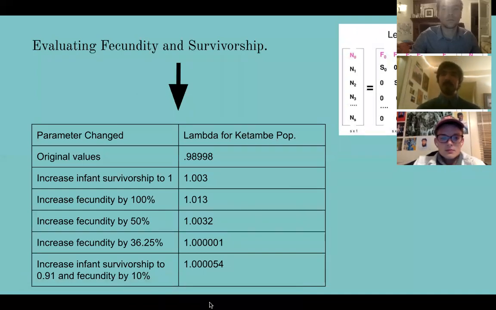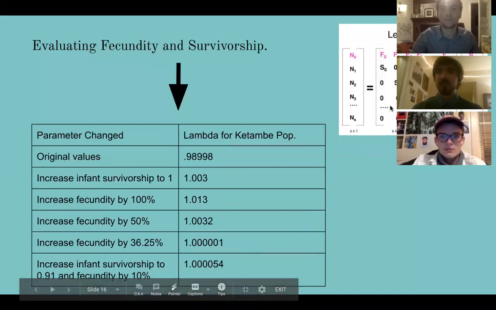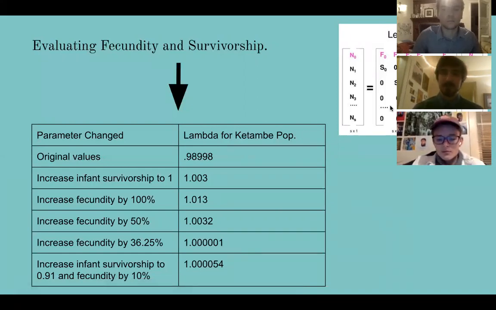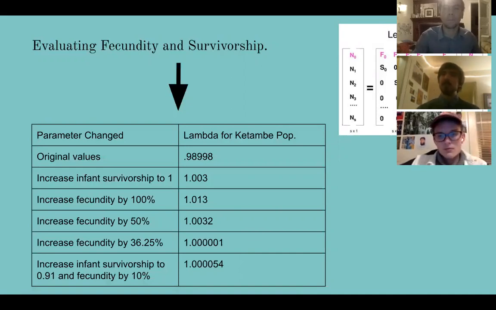We have our original lambda was 0.98998, indicating that the population is in a slight decline and will not avoid extinction in this preserve as it is right now. When we increased infant survivorship to 1, we got a lambda of greater than 1. We also were able to get a lambda greater than 1 by increasing fecundity by a couple different ways, by 100%, by 50%, and even just by 36%, we're able to get slight population growth.